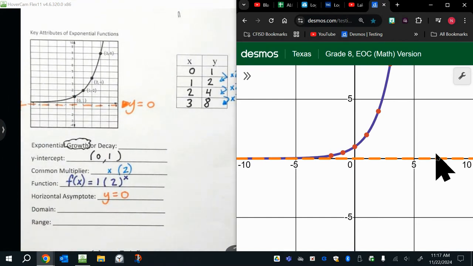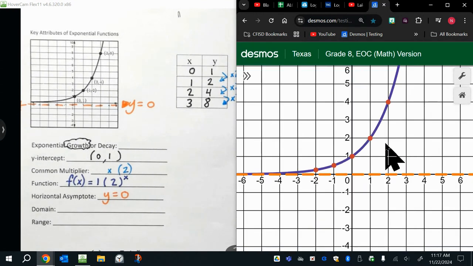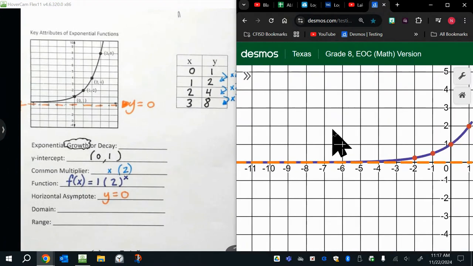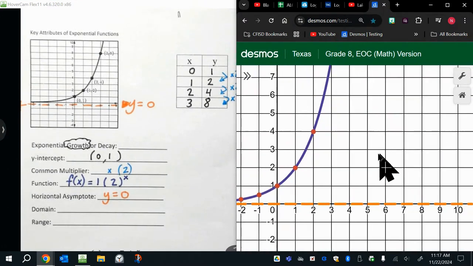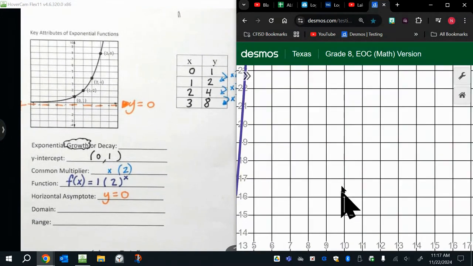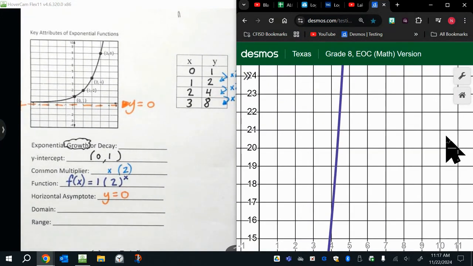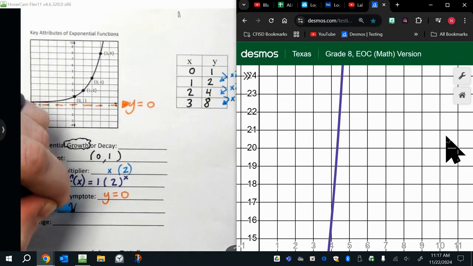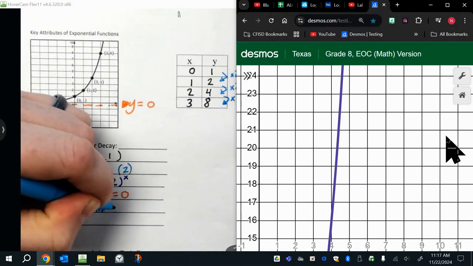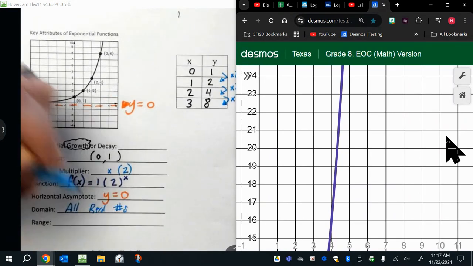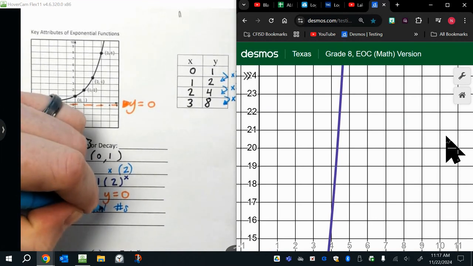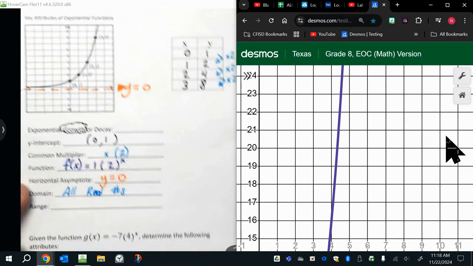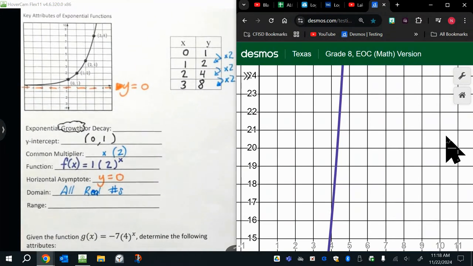Our domain, well, our line, if we read it, it goes left and right forever, okay? It goes left this way, and it goes right. As I go this direction, it's going up and to the right, but it's still going right, okay? So my domain is going to be all real numbers. What's really nice is that every single time, if it is a function and there are no restrictions, it will always be all real numbers.